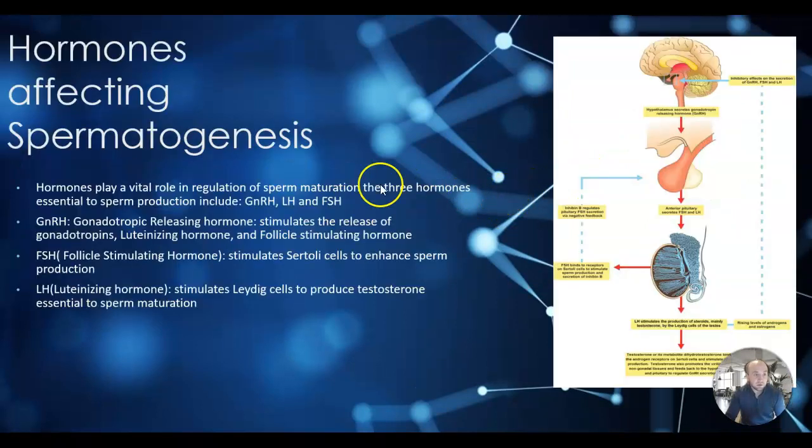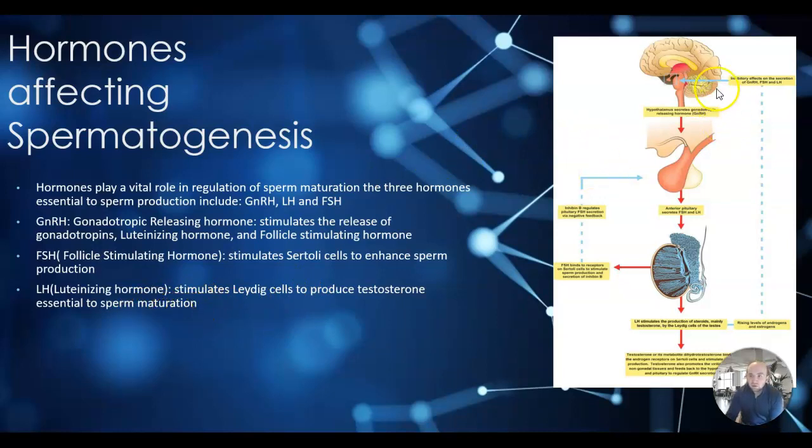Let's continue. Hormones affecting spermatogenesis. Hormones play a vital role in the regulation of sperm maturation. The three hormones essential to sperm production include GnRH, LH, and FSH. GnRH is gonadotropin releasing hormone, which stimulates the release of gonadotropins, luteinizing hormone and follicle stimulating hormone, or FSH. FSH stimulates Sertoli cells to enhance sperm production, and LH, luteinizing hormone, stimulates Leydig cells to produce testosterone essential to sperm maturation.